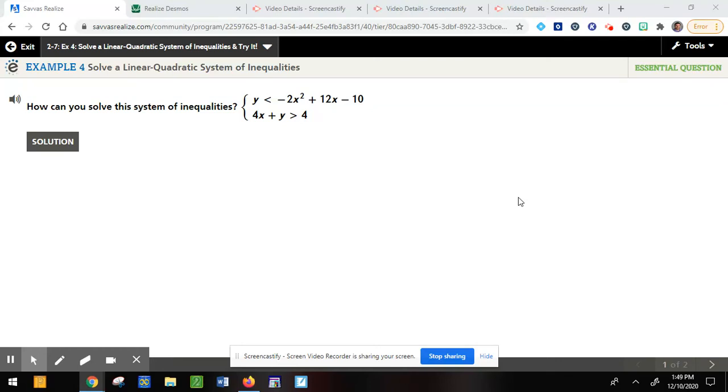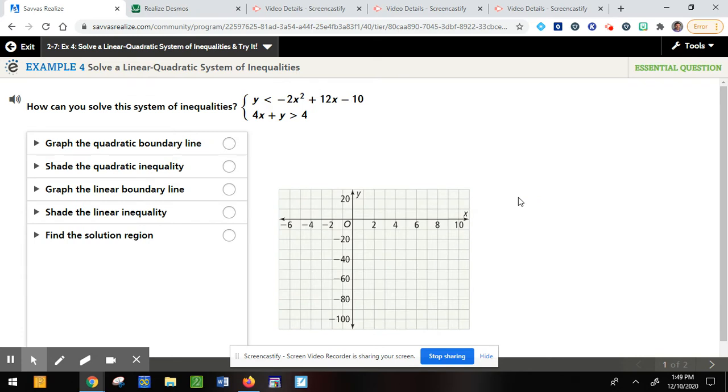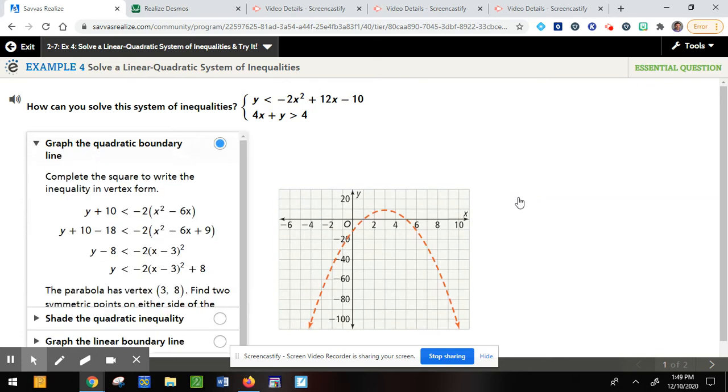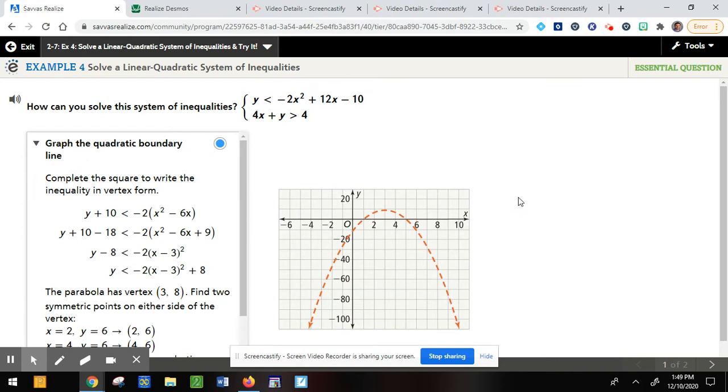How we're going to look at systems of inequalities using one quadratic and one linear. So basically, we're going to solve by graphing, like you would normally. So the first thing we'll do is graph the quadratic boundary line. So that's where the quadratic would go.